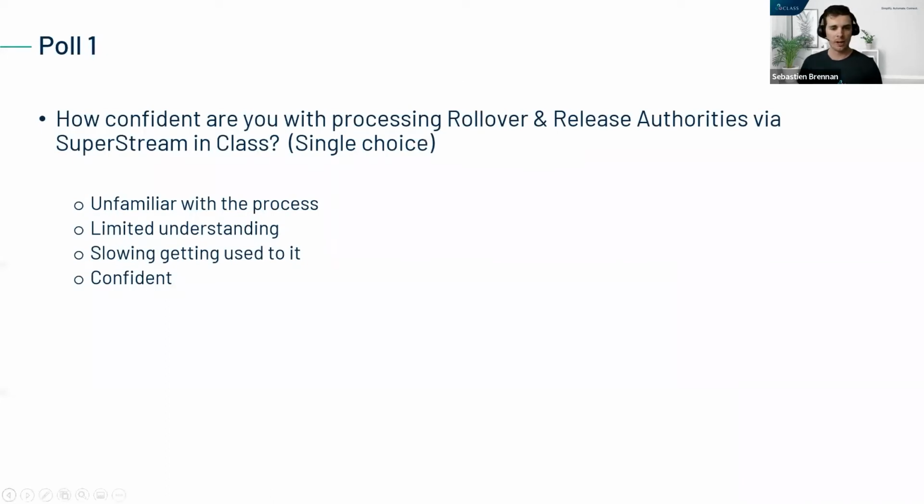I'd like to kick things off with a poll question for the first poll question of the day. What we want to know is, how confident do you feel about processing rollover and release authorities via SuperStream in Class? So we could ask you to select one of the following options. Unfamiliar with the process, maybe you've never done it on Class before; limited understanding, you might have tried once or twice; slowly getting used to it, if you've tried quite a few times; or if you're feeling quite confident and you're here to try and capture some of those best practice processes that you want to implement for your business. So we'll give a couple more moments for people to select their answer.